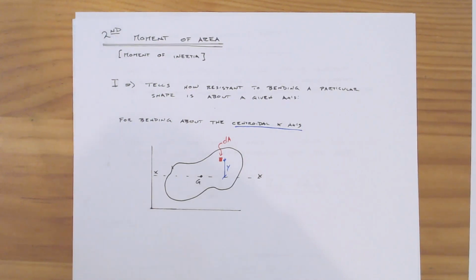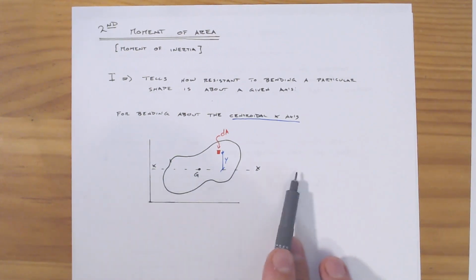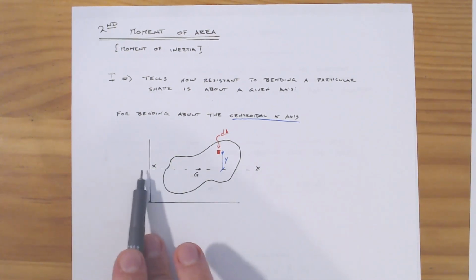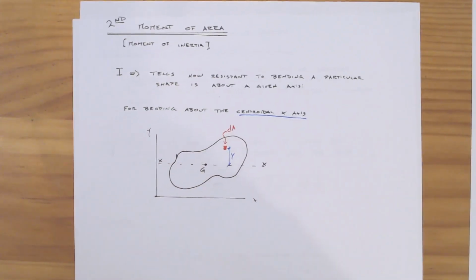So if we're looking at, again, our same blob, and we're going to look at bending about our centroid and about the x-axis here. So x, y.